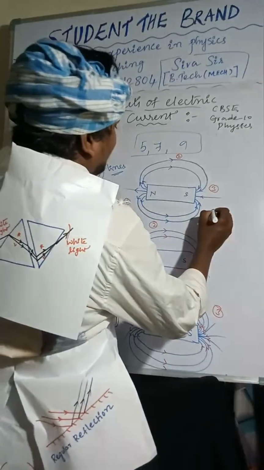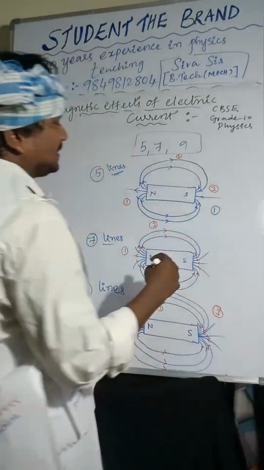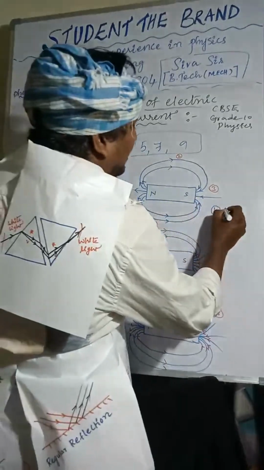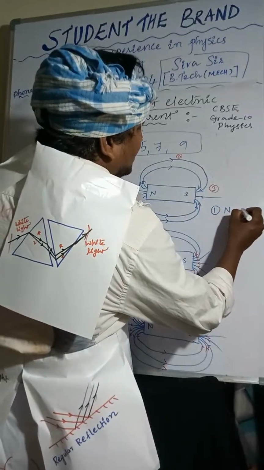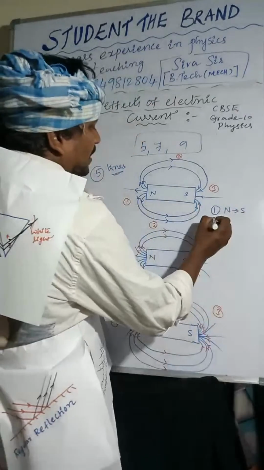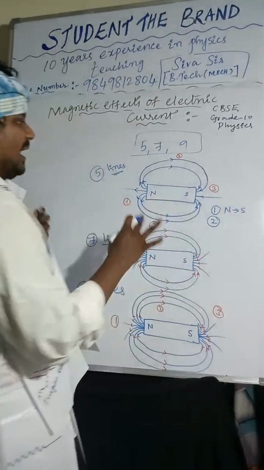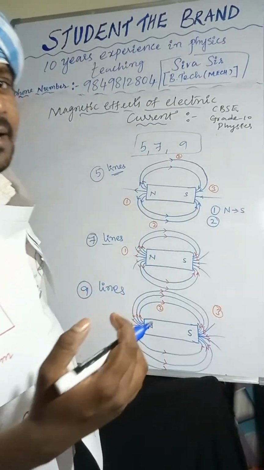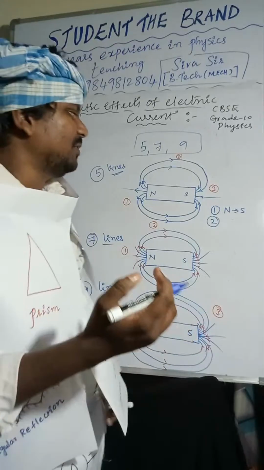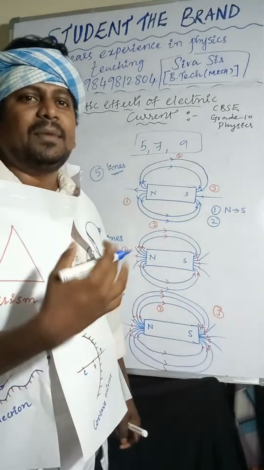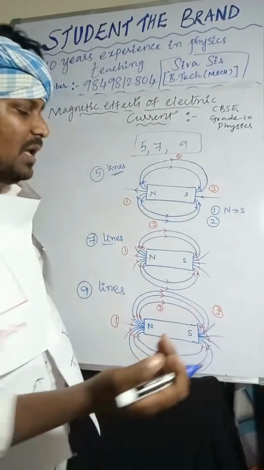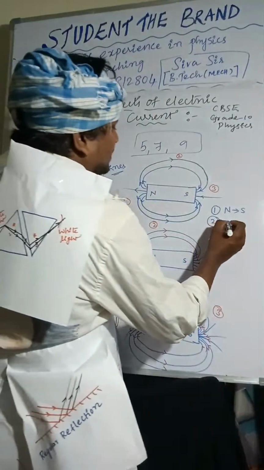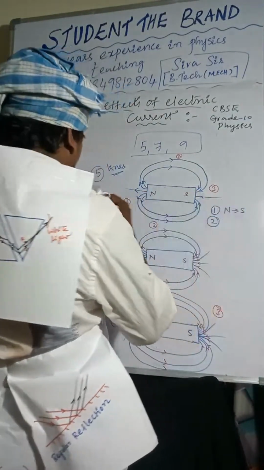Properties of the lines. First property is, magnetic field lines emerge from north and reach to south, outside of the bar magnet. Outside of the bar magnet, magnetic field lines emerge from north and reach to south. And inside of the bar magnet it is south to north.